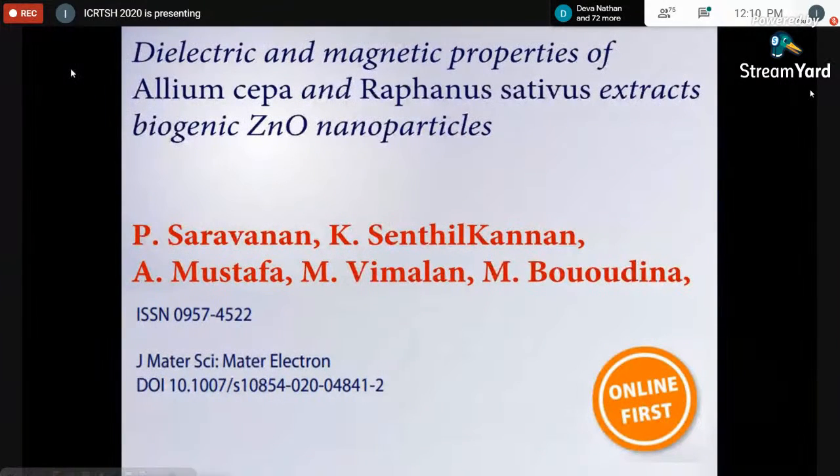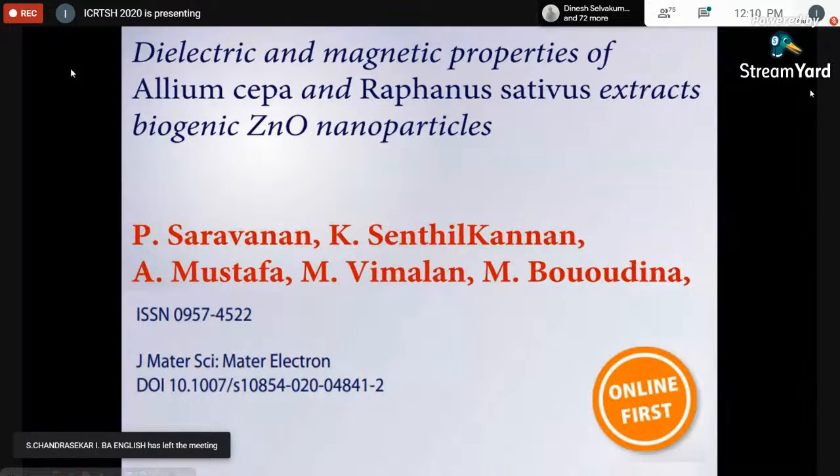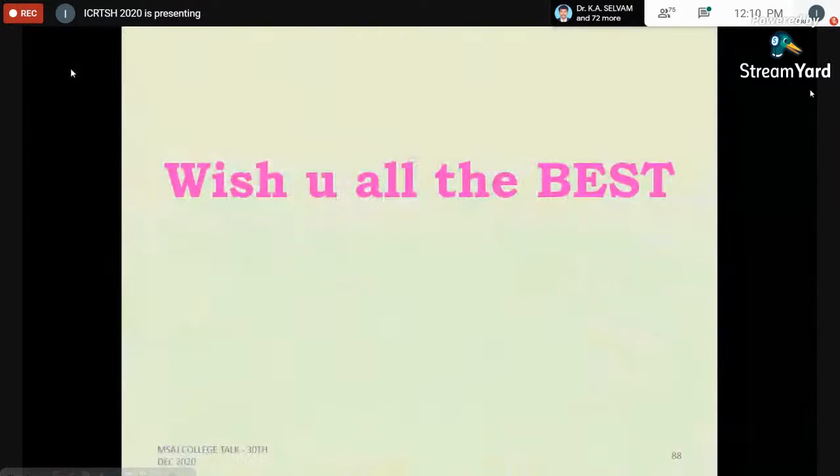This is the dielectric and magnetic properties of the ZnO nanoparticles obtained from Allium cepa and Raphanus sativus. Allium cepa is nothing but onion. We got the same published in Springer. Recently, the last work we got done was in a Springer journal in 2020. Next slide, please.